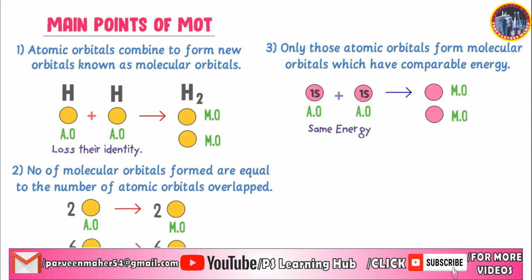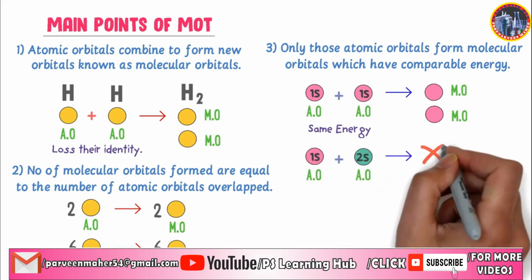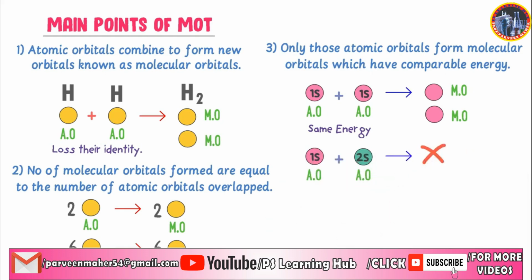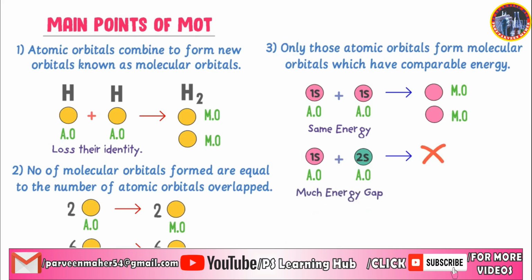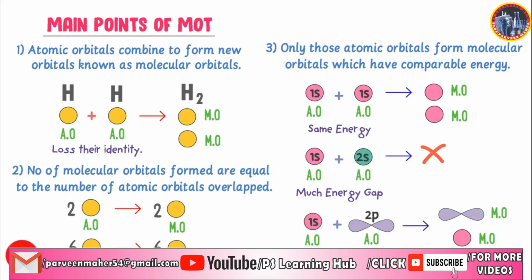Remember that 1s atomic orbital and 2s atomic orbital do not combine or overlap to form a molecular orbital. It is because there is much energy gap between them. Although 1s and 2p orbital can overlap to form molecular orbitals, because there is less energy gap between them. Thus, the third point of MOT is about the energy gap and probability of overlapping of atomic orbitals.